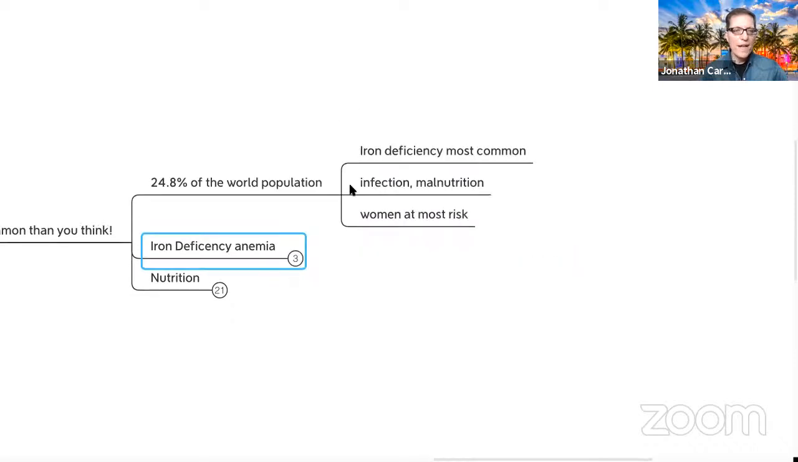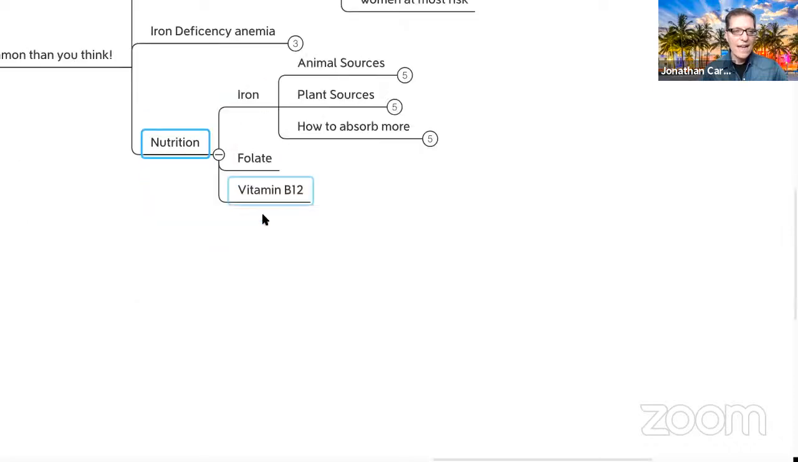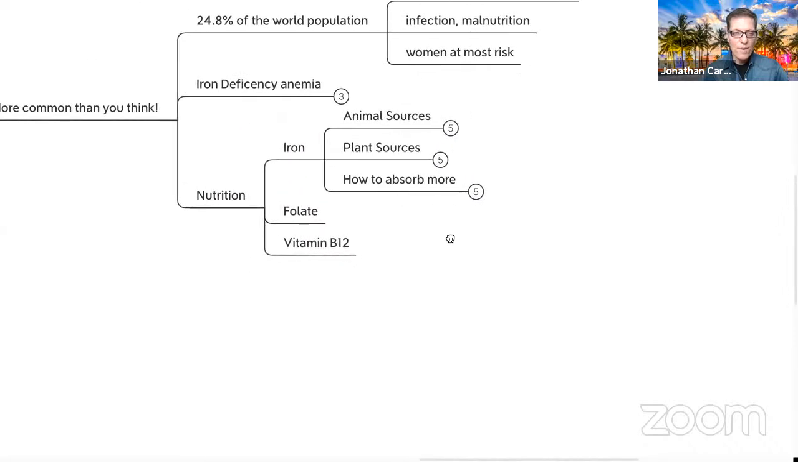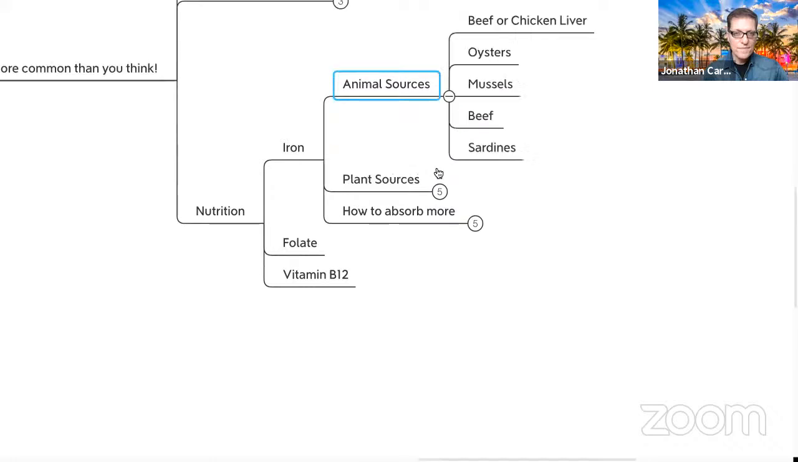So let's talk a little bit about nutrition and iron deficiency. Basically, it comes down to three things: iron, folate, and vitamin B12. And again, for men, it's not so important to worry that much about iron. But for women, it is.